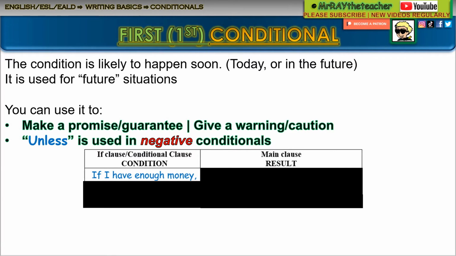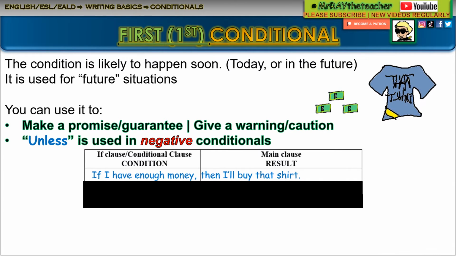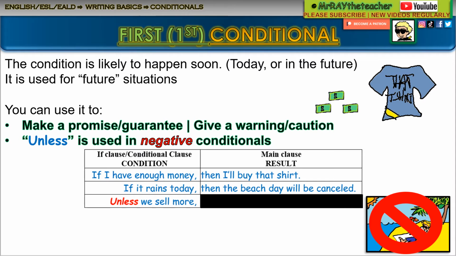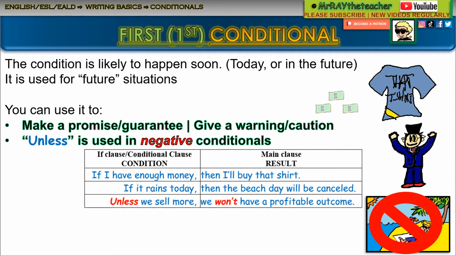So if I have enough money, then I'll buy that shirt. Look at that brand. That shirt. That t-shirt. And if it rains today, then the beach day will be canceled. And unless we sell more, we won't have a profitable outcome.